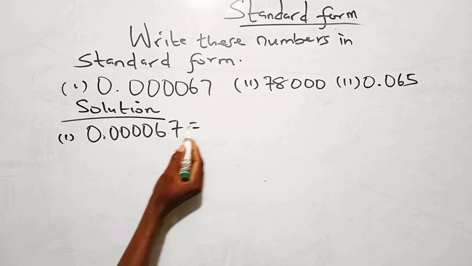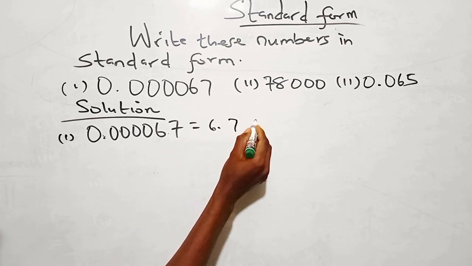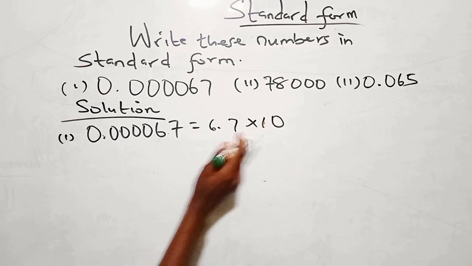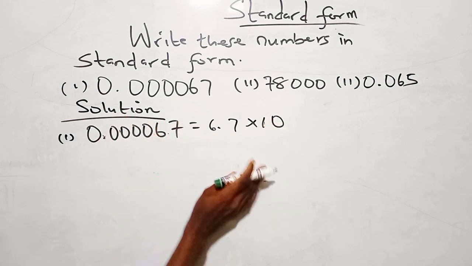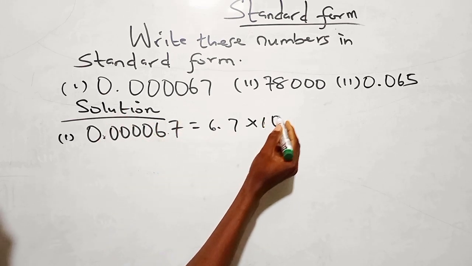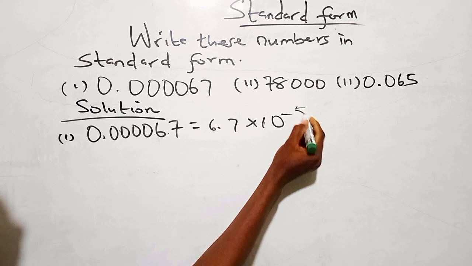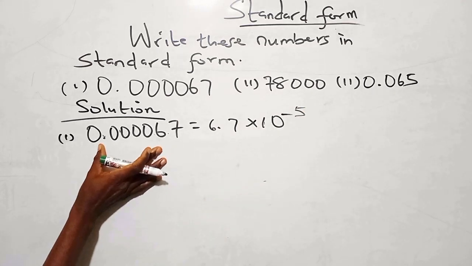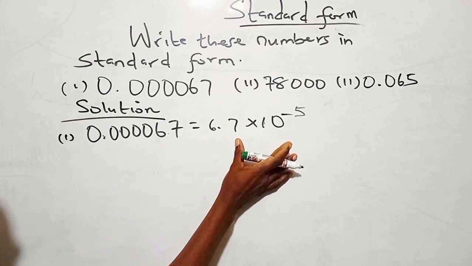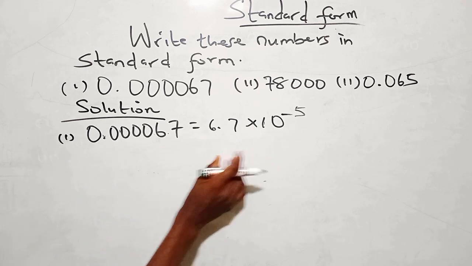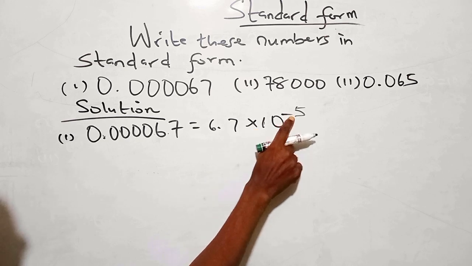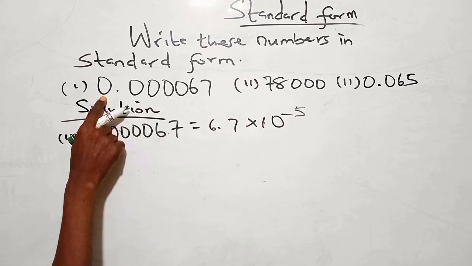Here I have 6.7 times, so these are in multiples of 10. I counted 5 times, so I have to introduce minus 5. With this, you have written this number in standard form. So our result now is 6.7 times 10 raised to power minus 5.